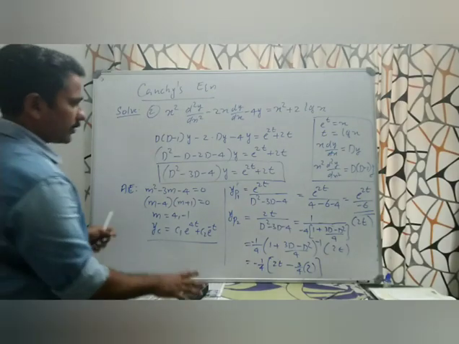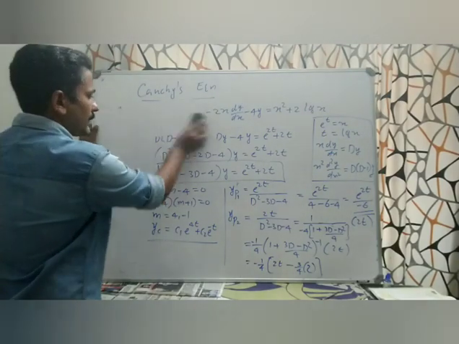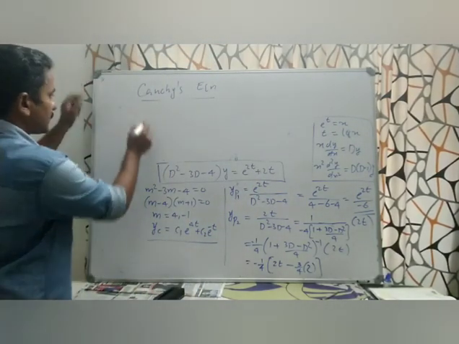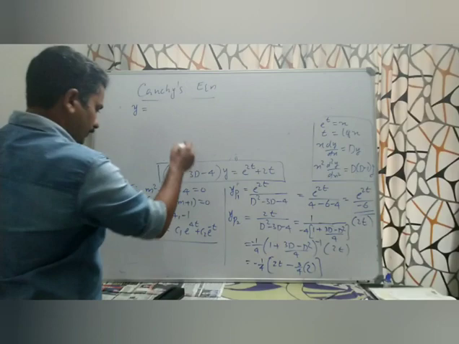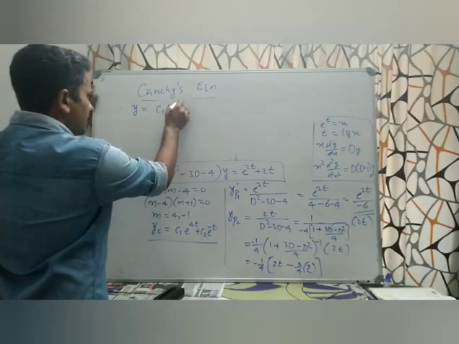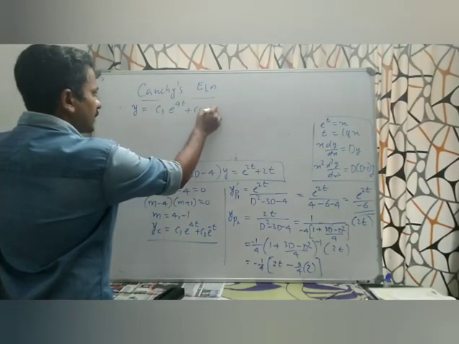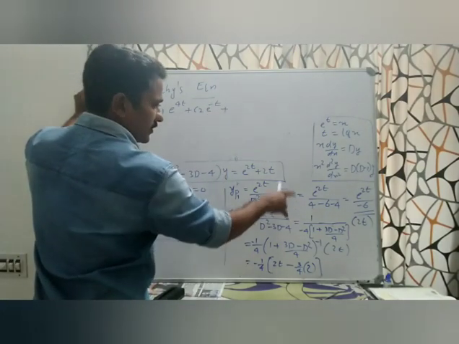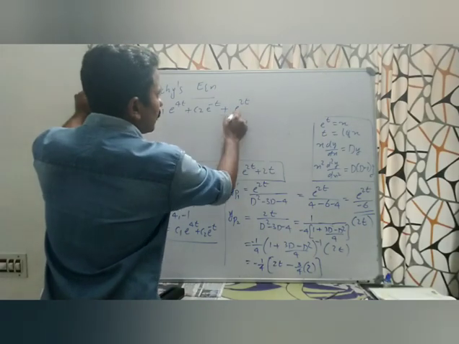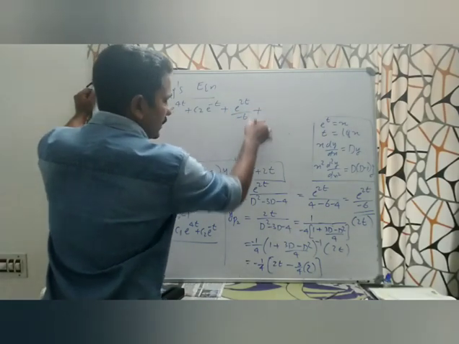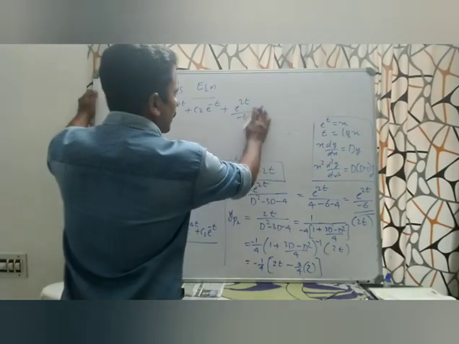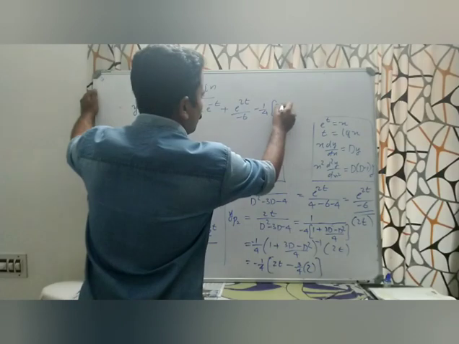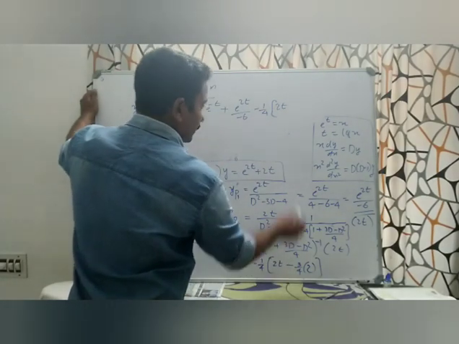So when you write the final answer, y is equal to c1 e to the power 4t plus c2 e to the power minus t plus the first particular integral, e to the power 2t by minus 6, plus then the second particular integral, minus 1 by 4 times 2t minus 3 by 2.